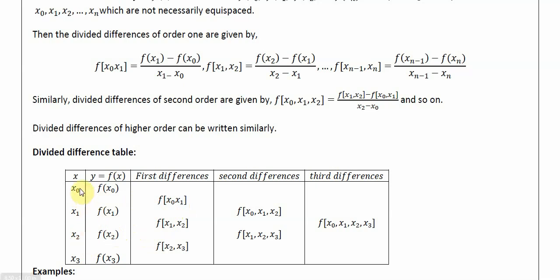Therefore, it is x2 minus x0. That's one way of doing it. So the second order divided difference is f of x1 comma x2 minus f of x0 comma x1 divided by x2 minus x0.